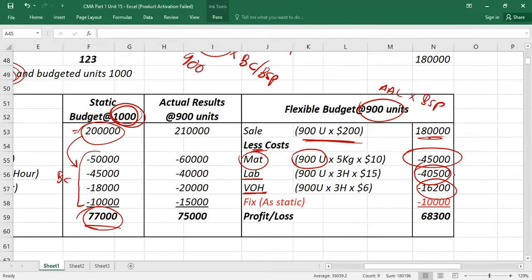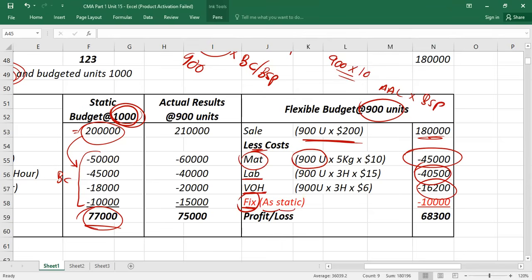16,200. Now please remember, when you write fixed cost under the flexible budget, assume we write the same fixed cost which we have written under the static budget. Do not take actual activity level 900 and the budgeted cost of 10, which would be something like 9,000. No. So please remember, fixed cost under the flexible budget is the same cost we have written under the static budget.